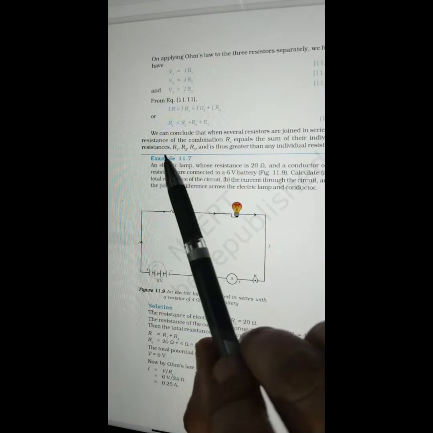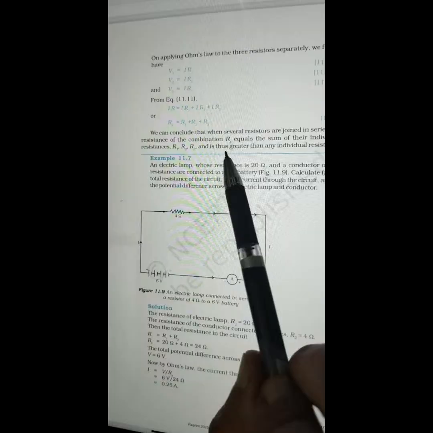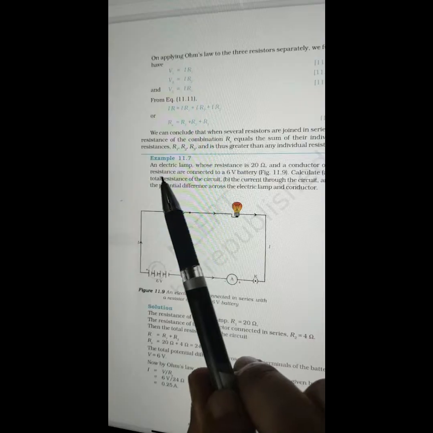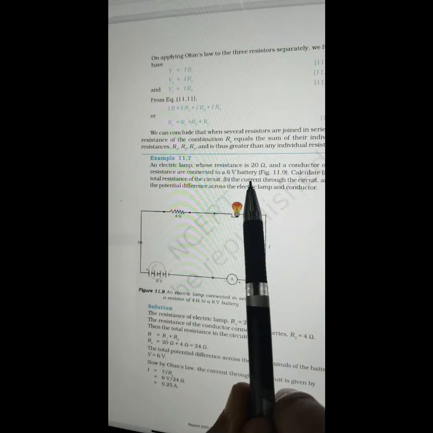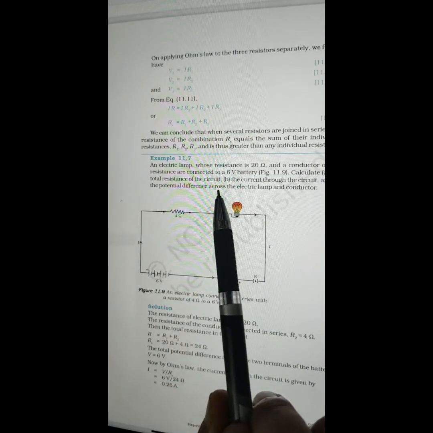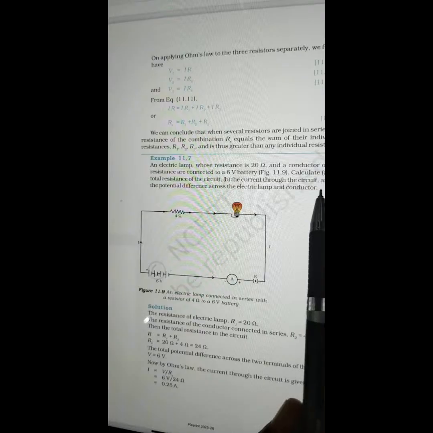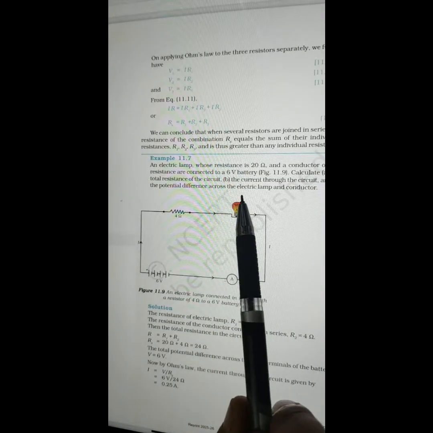We can conclude that when several resistors are joined in series, the resistance of the combination Rs equals the sum of their individual resistances R1, R2, R3 and is thus greater than any individual resistance. Example 11.7. An electric lamp whose resistance is 20 ohm and a conductor of 4 ohm resistance are connected to a 6-volt battery as shown in figure 11.9. Calculate A, the total resistance of the circuit, B, the current through the circuit, and C, the potential difference across the electric lamp and conductor.